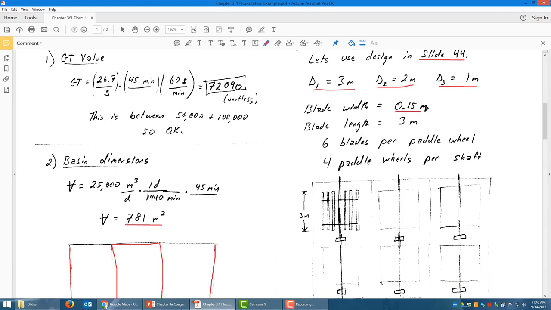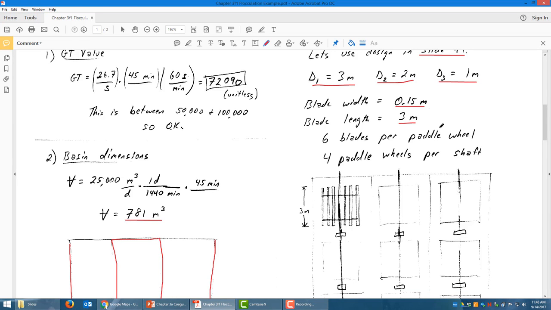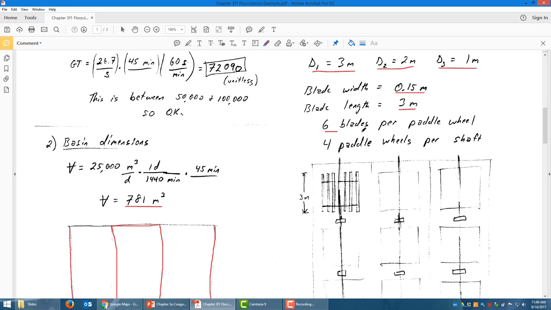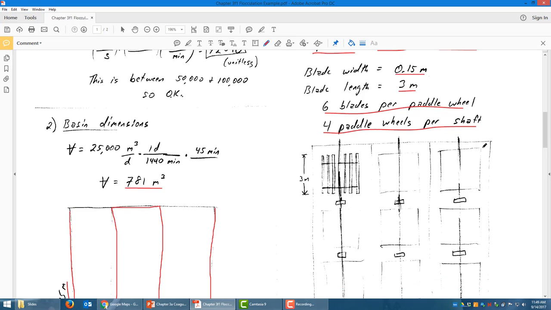The blade width is 0.15 meters. I don't know if that was given in the problem, but that's sort of a typical blade width. And the blade length is 3 meters. Again, that's a typical blade length. And again, if our design didn't quite work out, we could adjust these. 6 blades per paddle wheel. 6 blades per paddle wheel is what I just mentioned on the other slide, and 4 paddle wheels per shaft.